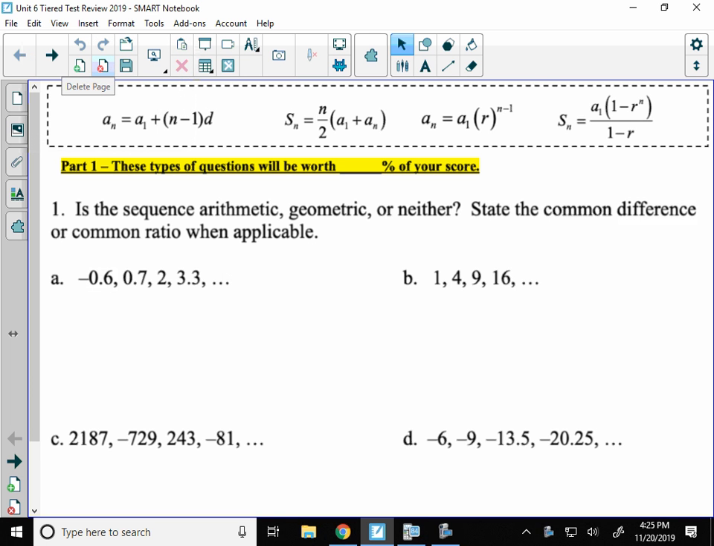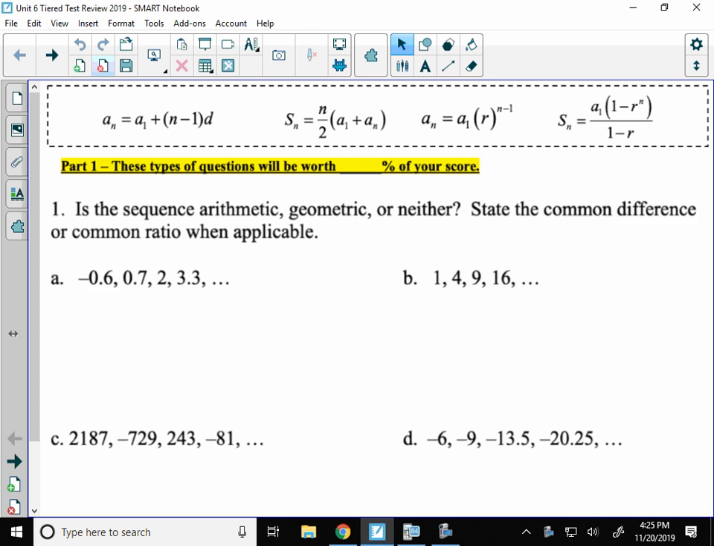All right, here's the video for part 1. We're going to do numbers 1 through 5. So the front page of your review for the arithmetic and geometric sequences and series test. We have to decide what type of sequence it is, and then if it's arithmetic or geometric, what's the common ratio or the common difference.